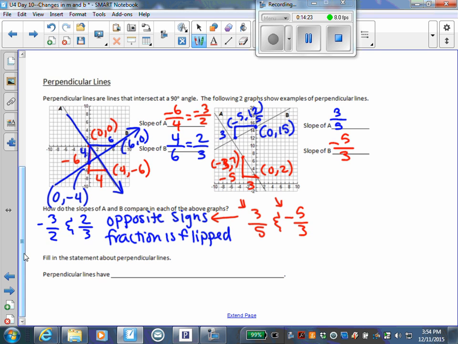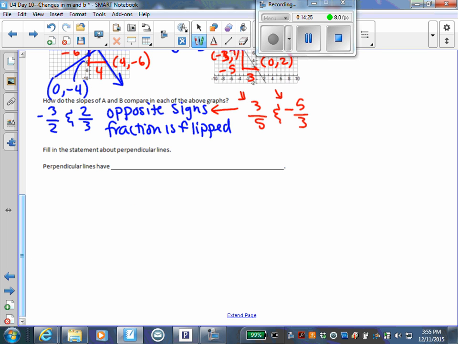And so let's fill in the statement at the bottom. Perpendicular lines have, we're going to call it opposite, because one is always positive, one is always negative. And then the thing about the fractions being flipped, there's a fancy math word for that. I don't know if you've heard it before. They're called reciprocals. So perpendicular lines have opposite reciprocal slopes.